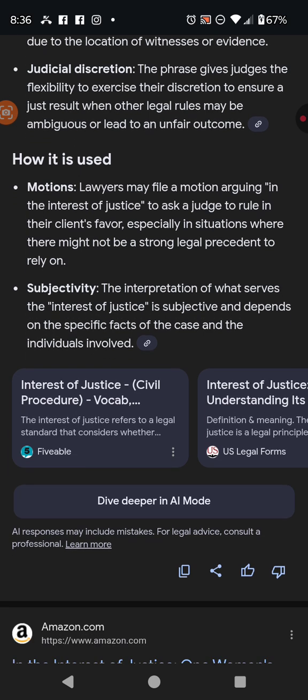How is it used? Motion. Lawyers may file a motion arguing "in the interest of justice" to ask a judge to rule in their client's favor, especially in situations where there might be a strong legal precedent to rely on. Subjectivity: the interpretation of what serves the interest of justice is subjective and depends on the specific facts of the case and individuals involved.